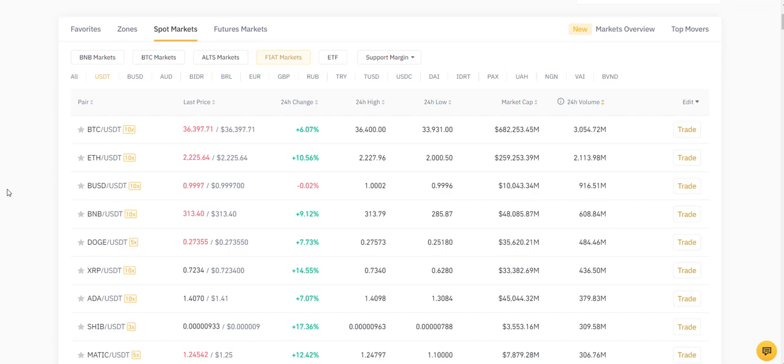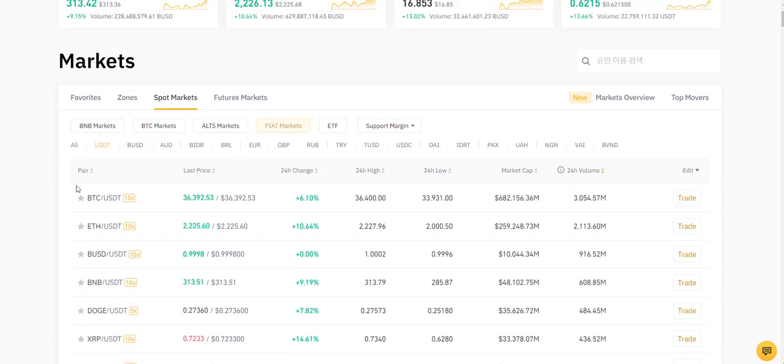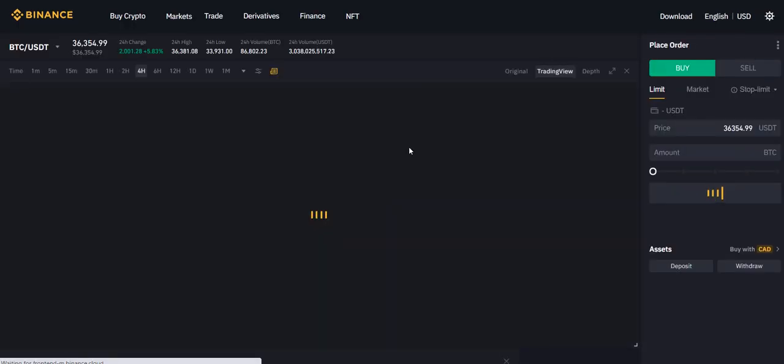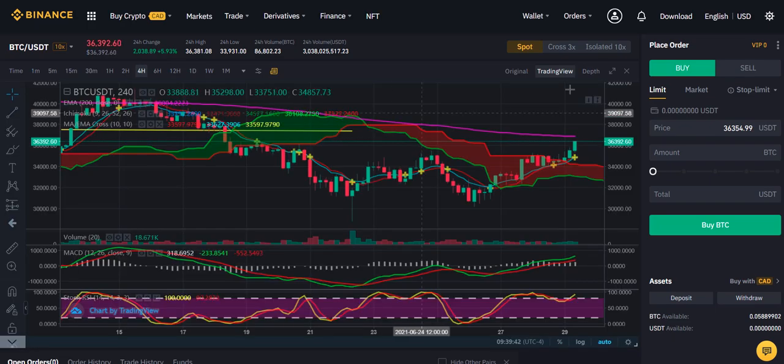But for now, I just want to show you how easy it is to purchase some coins. So let's say, for example, I want to buy Bitcoin. I just need to click on this. It's going to open the price chart. And here, I can buy.